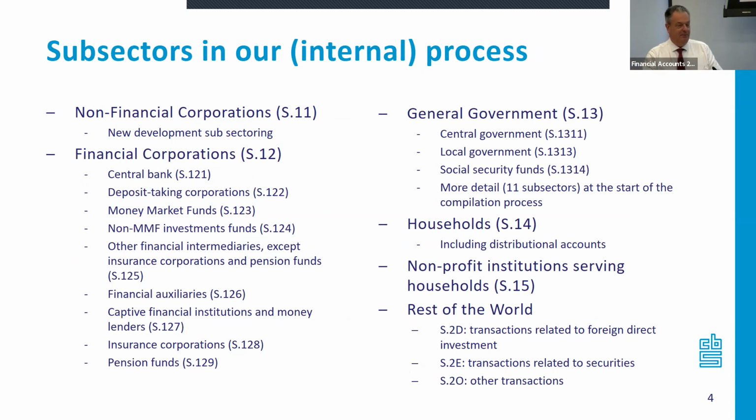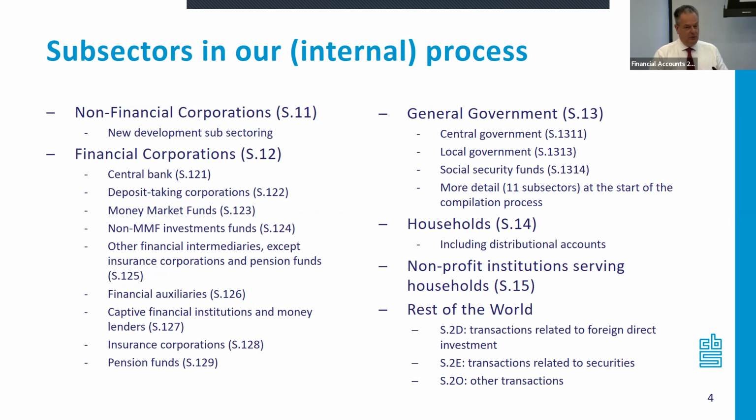So looking at the subsectors we have in the accounts, I'm not going to read them all, but here you can see that the subsectors we have also reflect the composition of the Dutch economy, especially if you look at the financial accounts. So for the financial corporations, which are a large part of the Dutch economy, especially if you look at financial accounts and balance sheets, they have lots of subsectors. Also for general government, we have the three main subsectors: central, local government, and social security funds. But we have more detail underlying those accounts.